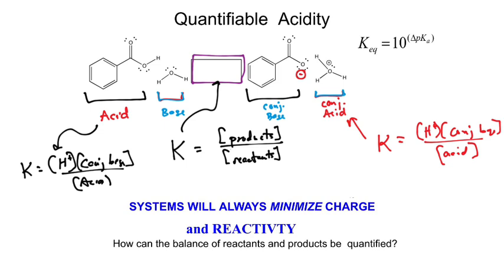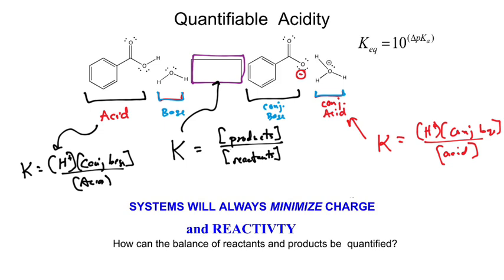If I have a large K value, what does that mean? Well, how do I calculate K? Products over reactants. So if I have a large K value, what does that mean about this particular reaction? I have lots of H plus and lots of conjugate base, which means this species wants to donate H plus. Because a large K value means I have a higher concentration of the products over my reactants.